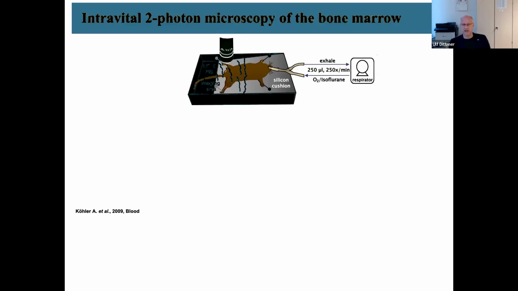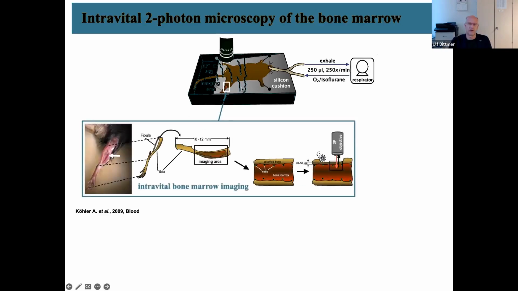And he established that in the bone marrow. And he was the first worldwide to do that. So you have the living mouse in this water bath. And you can image the interaction of immune cells in the bone marrow. You have to take away the fur and take away some of the muscle to go down to the bone here, the fibula or the tibia.